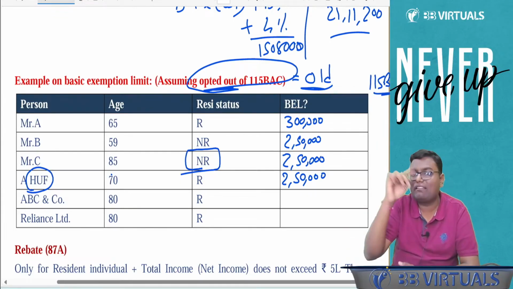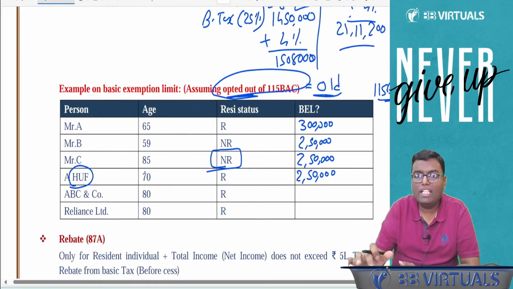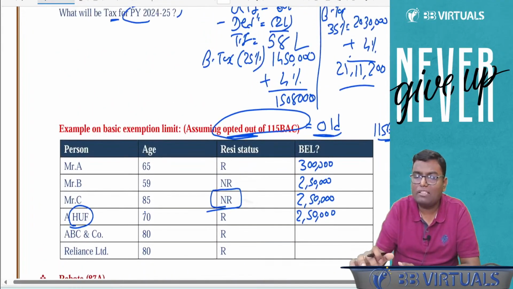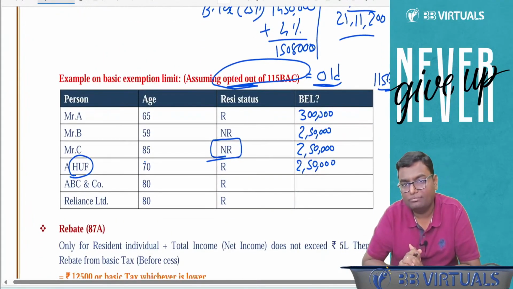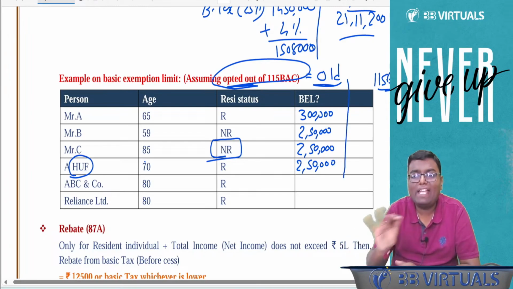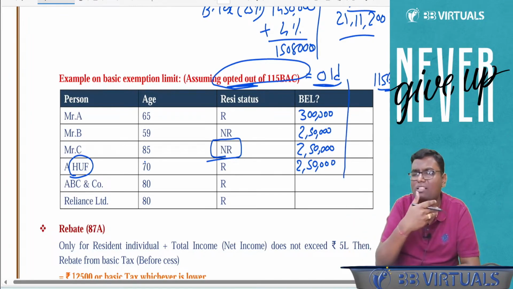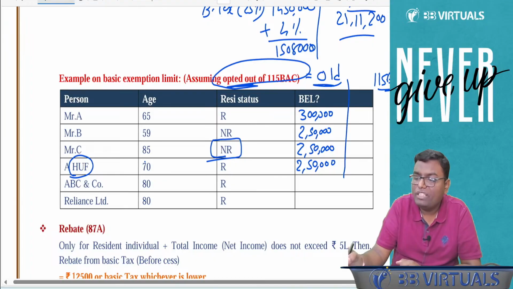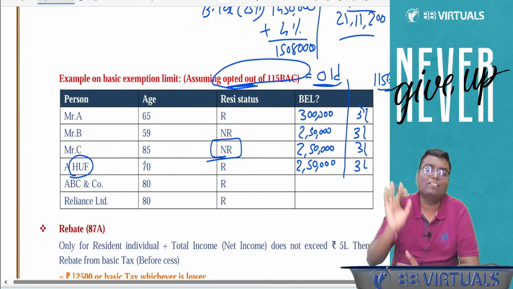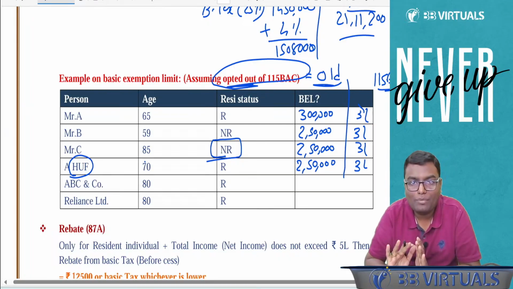Tell me, what if these four persons are following 115BAC? That is the new tax system. If they are going for this new tax system, what will be the tax rate applicable? If they are going for this new tax system, can I say we don't care what is the age, what is your residential status? For everybody, the basic exemption limit will be what? 3 lakh, 3 lakh, 3 lakh, 3 lakh. Are you getting my point?